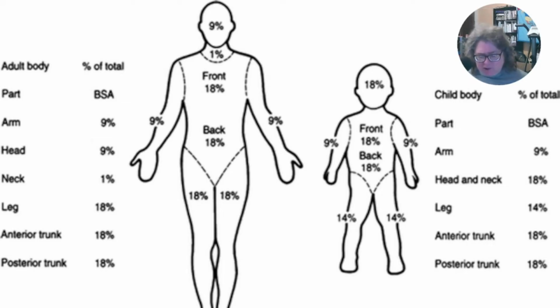The anterior trunk is 18%. The posterior trunk is 18%. And the groin area is 1%. That is for the adult.